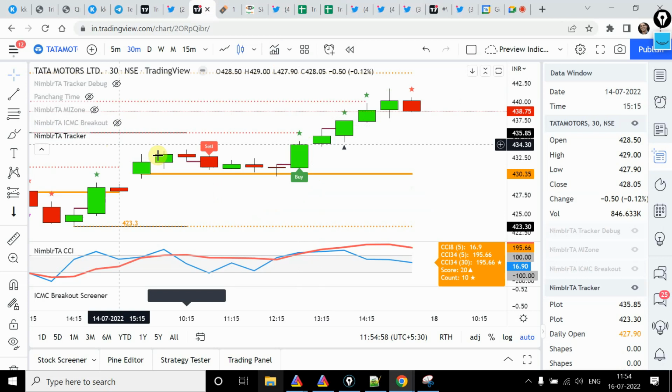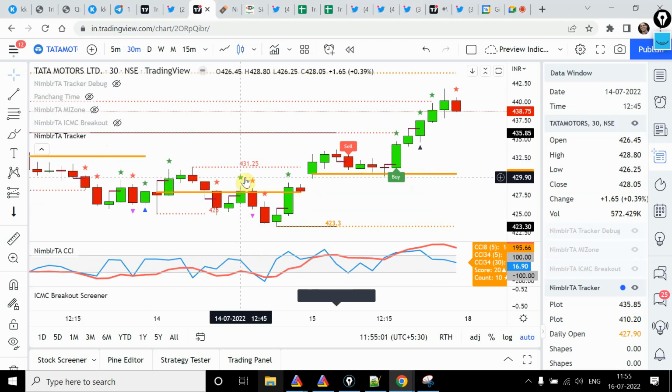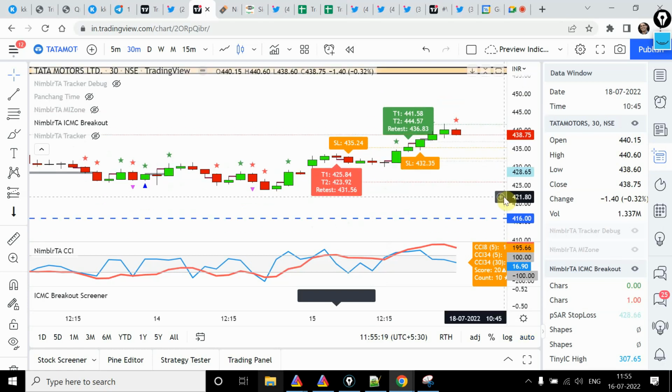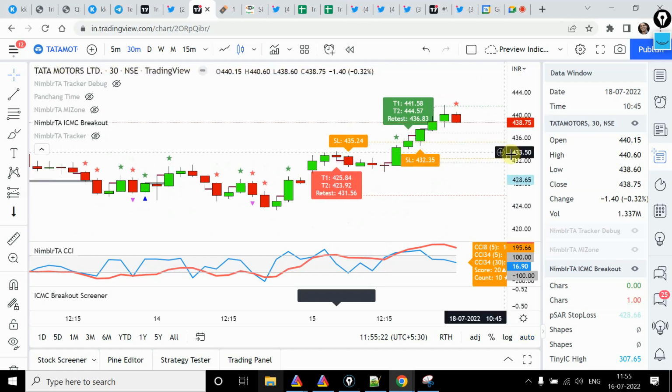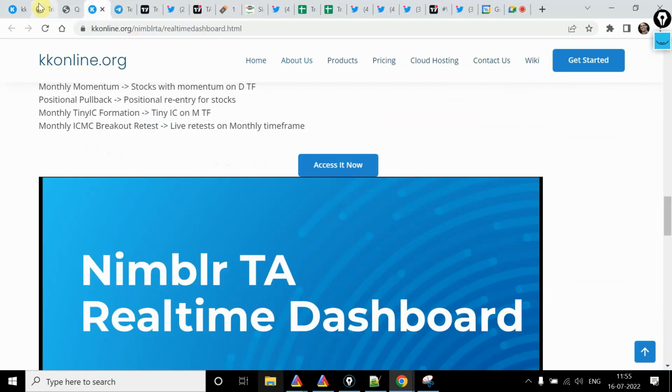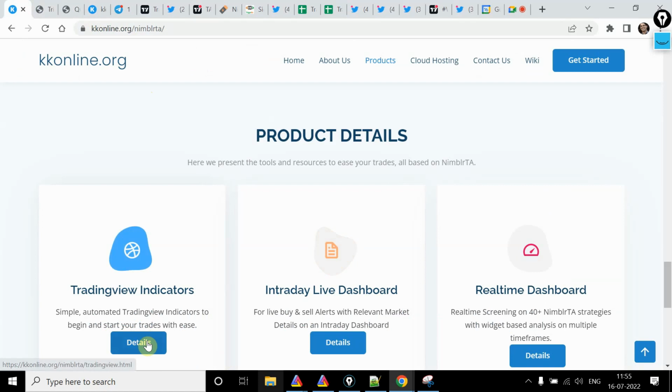If you see, there's one subtle difference between the NimblrTA tracker and ICMC breakout. ICMC breakout as an indicator will give you information on ICMCs and tiny IC in detail. What is the target? What is the stop loss? What is the retest value? Even for tiny IC, it will give you where the targets are, where the stop loss are. It will give you detailed information, but only for ICMCs and tiny IC, right? Now, when we are going for NimblrTA tracker, let me just take you through a glimpse of it first, and then it will be easier.